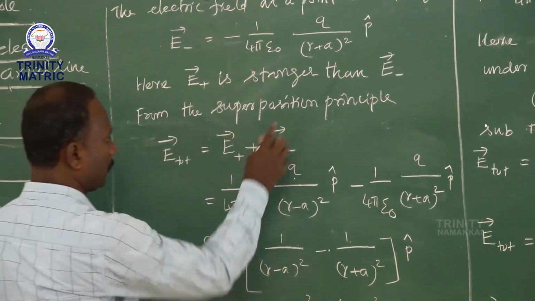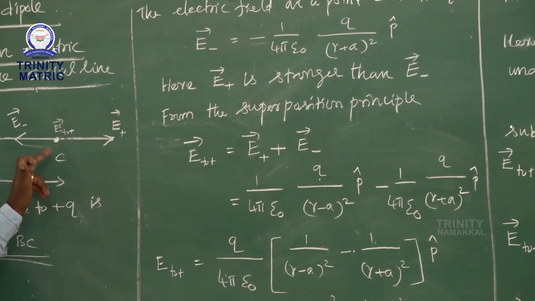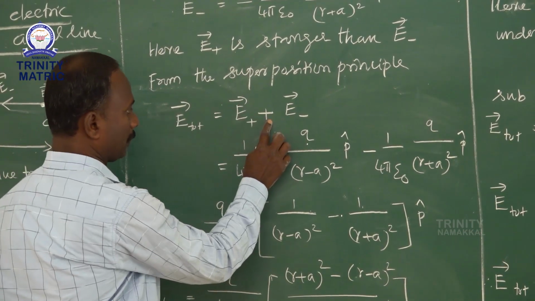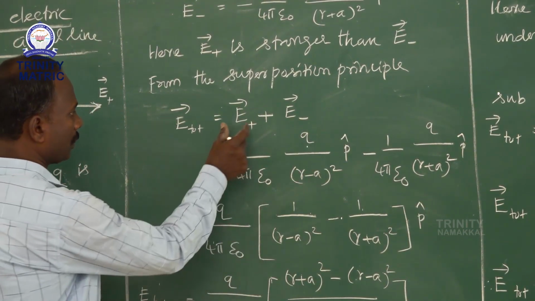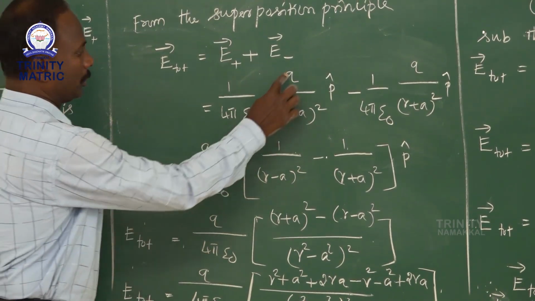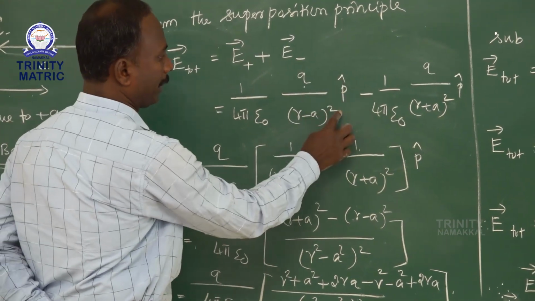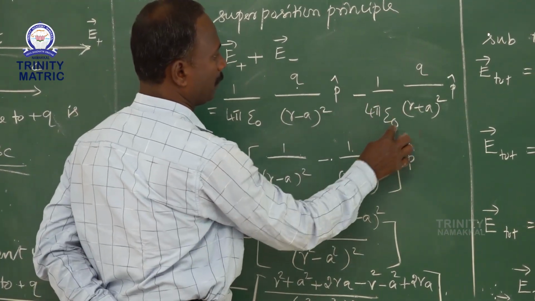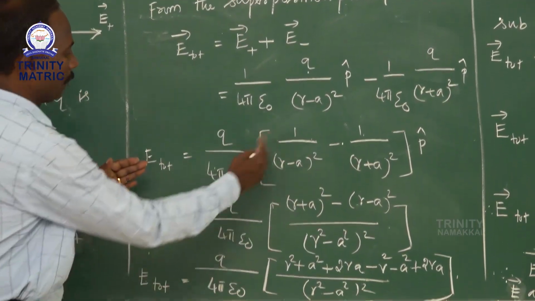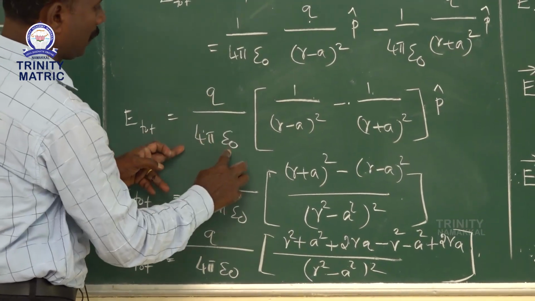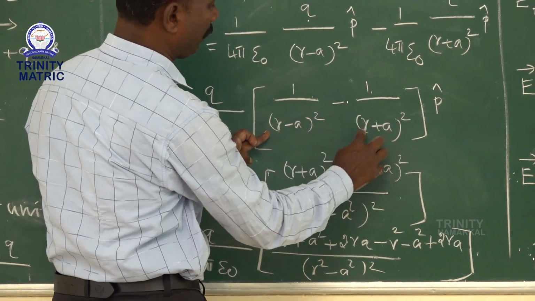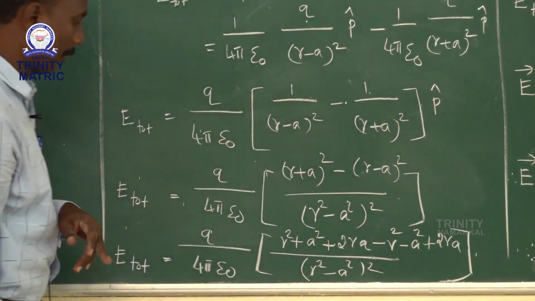From the superposition principle, the total electric field at the point C is E total equal to E plus plus E minus. Substituting the values, E total equals 1 by 4 pi epsilon naught Q by (R minus A) whole square P cap, minus 1 by 4 pi epsilon naught Q by (R plus A) whole square P cap. Taking out the common terms Q by 4 pi epsilon naught, we get 1 by (R minus A) whole square minus 1 by (R plus A) whole square, into P cap.